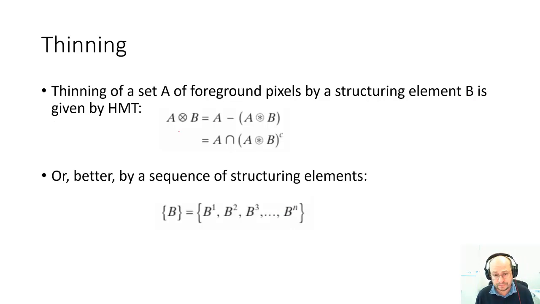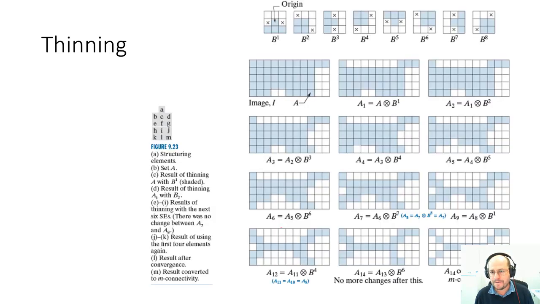Thinning is another important operation. Thinning of a set A with the foreground pixels by structuring element B is given by, again, the hit and miss transform by a sequence of structuring elements. So again I have to use a number of structuring elements. Each structuring element will be related to one particular feature of your foreground object. So this will be again the bottom, this will be the corner, this will be the side, this will be the top left, this will be the top, this will be the top right, and so on and so forth.